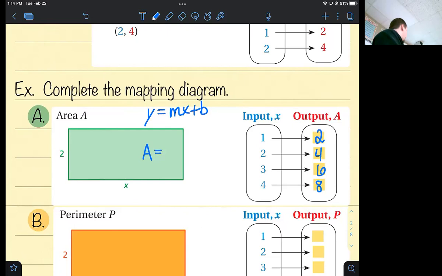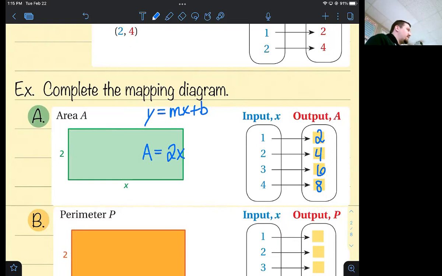What are we multiplying x by? Xander? 2. So our m value would be 2. So A equals 2x. Are we adding anything to this? No, so just leave it like that. So this is in slope-intercept form. It's just that there's no b value, which means the b value is 0. Do you remember what happens when the b value is 0?